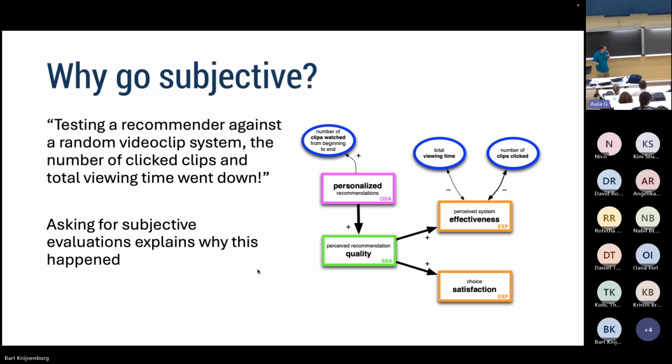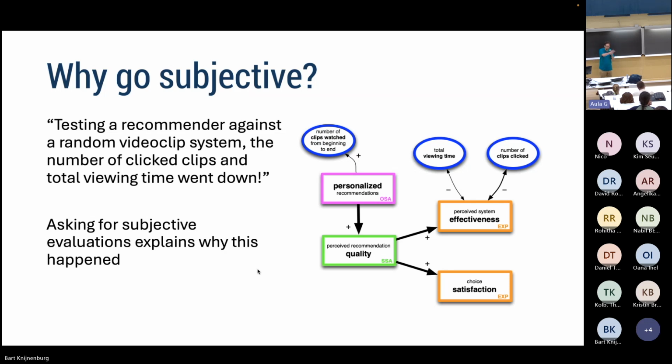First of all, why would we want to study subjective metrics? Well, one of my formative experiences of why I decided to do this is because of a study I did with Microsoft Germany back in 2008, where they were testing a video clip recommender against a system that would give people random recommendations. This was in a European framework project.